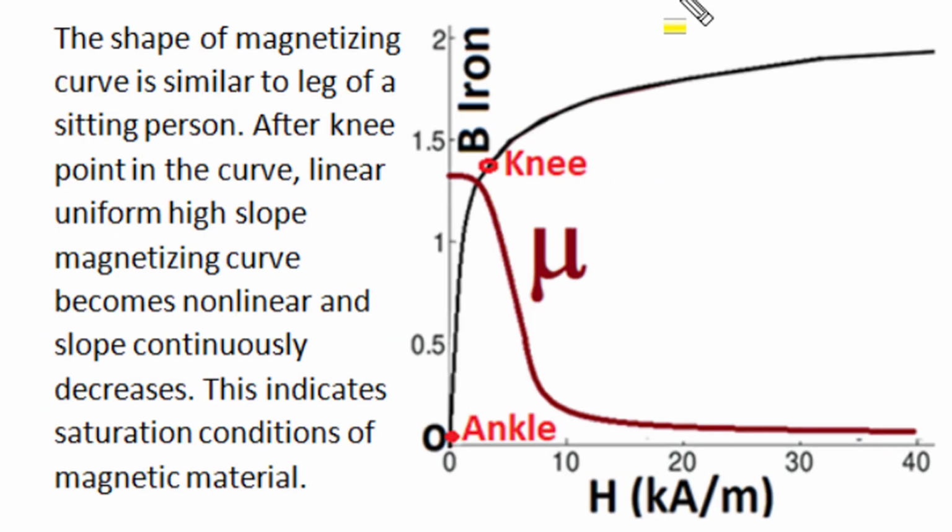Due to the presence of domains in ferromagnetic material, the shape of the magnetizing curve, or relationship of magnetic induction and applied magnetic field, becomes similar to the leg of a sitting person, and between ankle and knee an increase of H results in a linear and high rate of increase in magnetic induction, but after the knee point the initial linear, constant and high rate of change starts decreasing, and the slope of the magnetizing characteristic during tilt of difficult domains continuously decreases, and this indicates the saturation condition of magnetic material.